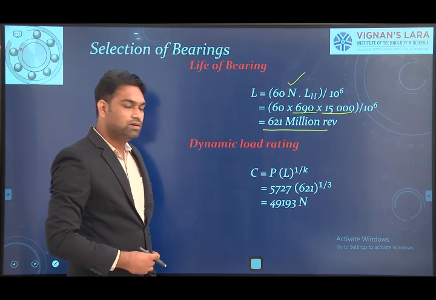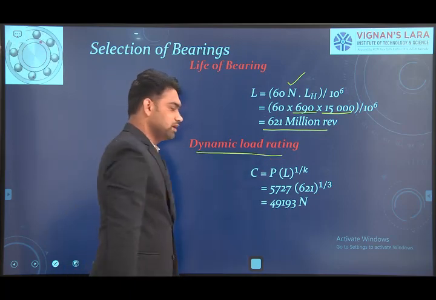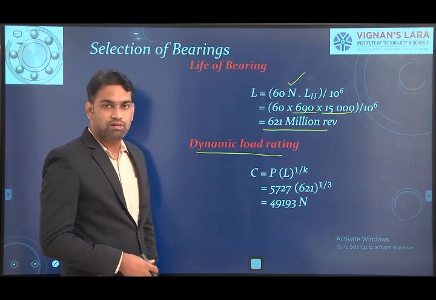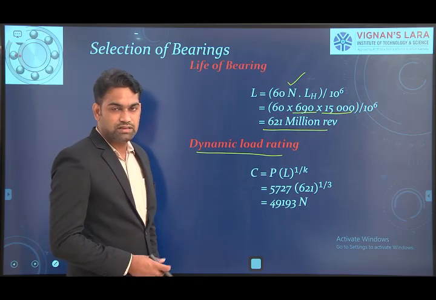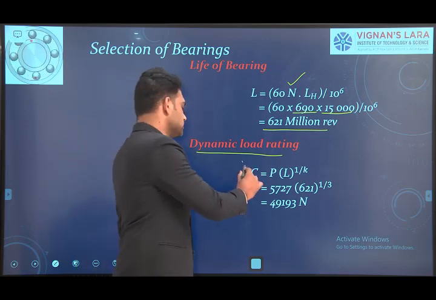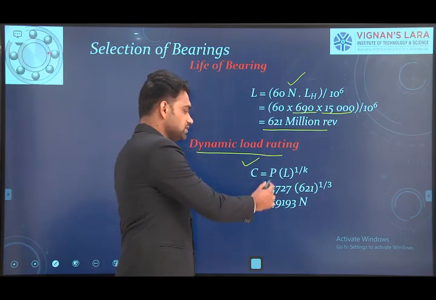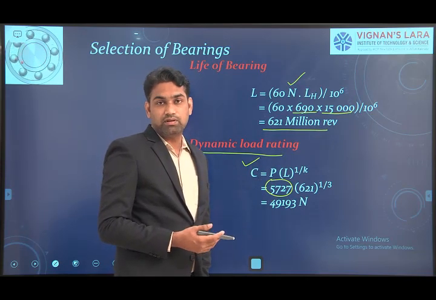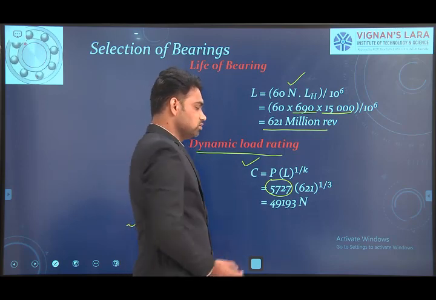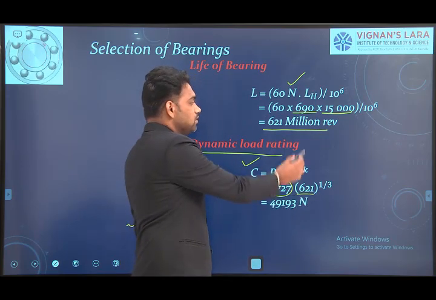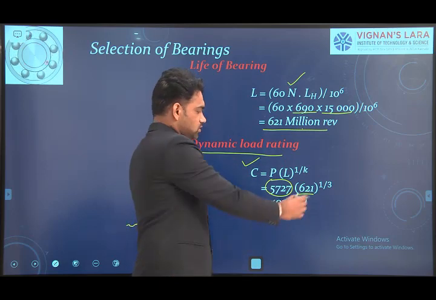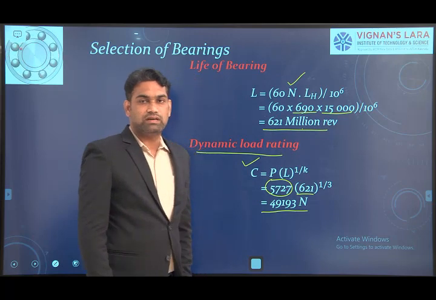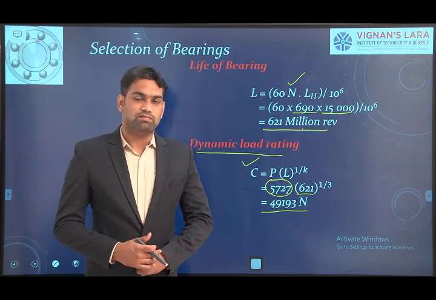Using that I can calculate the dynamic load rating of the bearing, that is C, using the load life relation. From the load life relation, L equals C by P whole power K, so C is given by P into L power 1 by K. Here you need to take the variable load, the equivalent dynamic load in variable loading, 5767 newtons, and 621 million revolutions. 3 is the constant for K. So we can calculate 49 kilonewtons, that is the dynamic load carrying capacity of the bearing.